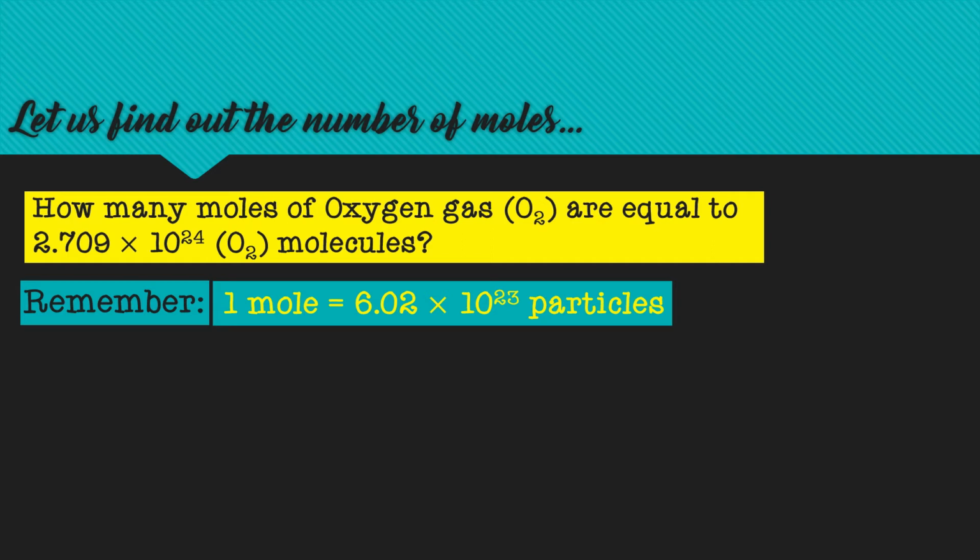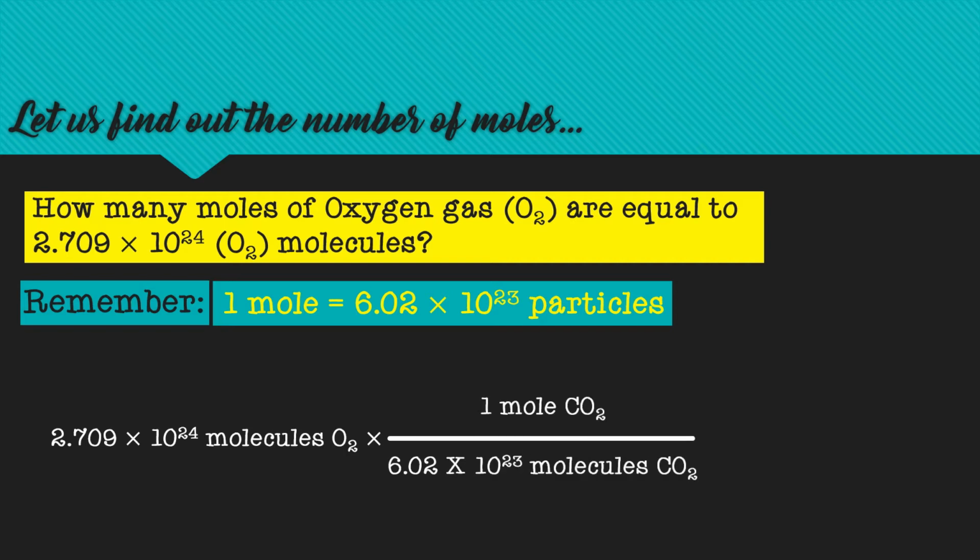To solve for the number of moles of oxygen gas, let us first write down the known or the given variable, which is 2.709 times 10 raised to 24 oxygen gas molecules. Then, multiply it with the conversion ratio of 1 mole is to 6.02 times 10 raised to 23 particles. Since we are finding the number of moles, let us write the molecule below. By canceling the molecules, we are left with moles.